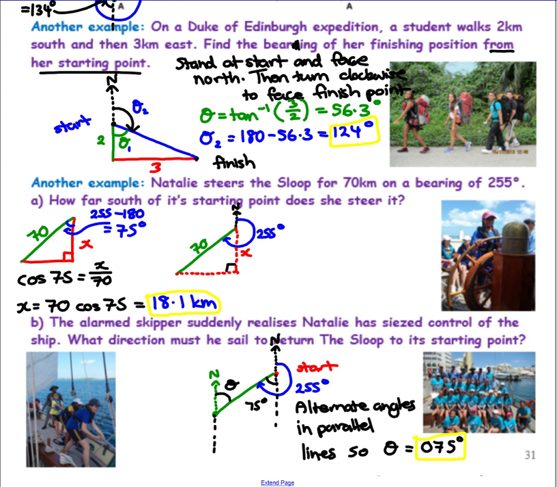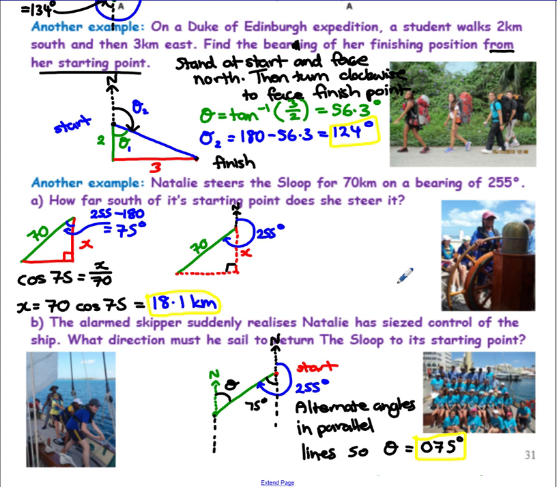So here is Natalie. Another example. Natalie steers the sloop. So Natalie, when were you on the sloop? Last year. And how did you find it? It was exhilarating. And is this a picture of you? Yep, that's me. Were you steering the sloop? Yep. Oh, very good. Okay, so we've made an example about Natalie.